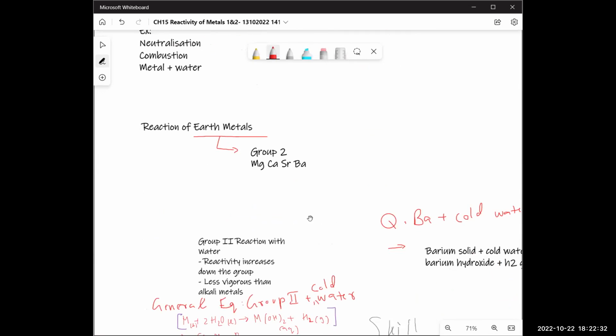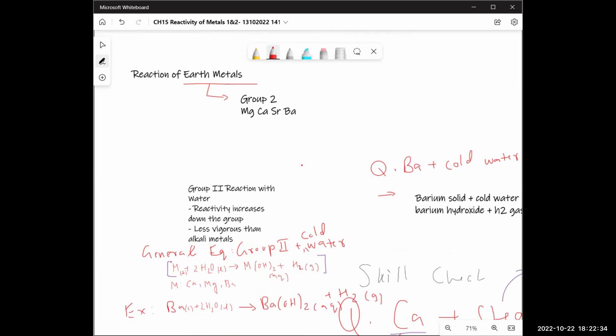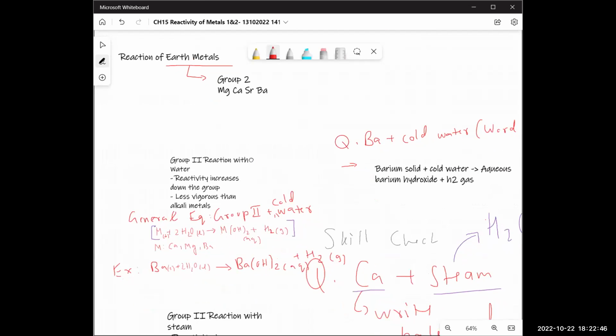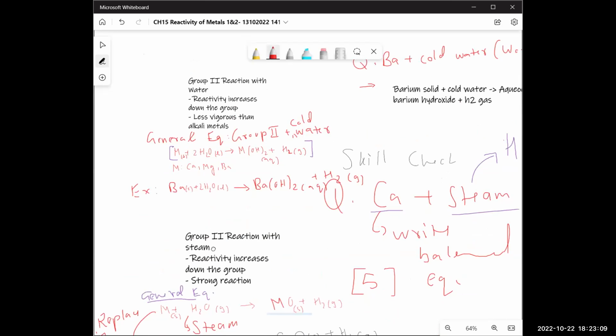Next thing is reaction of earth metals. Now we have done alkali metals, that's group 1. Earth metals are group 2. They're usually found in earth, that's why we call them earth metals. Group 2 reaction with water: the problem is group 2 doesn't really react with water easily, because as you realize, down the reactivity series, the reactivity decreases. So magnesium is not as reactive as sodium, potassium. All group 2 are less reactive than group 1. So some of them do react with water, but it's very slow. But if you add hot water, heat, or steam, then the reaction is very strong.